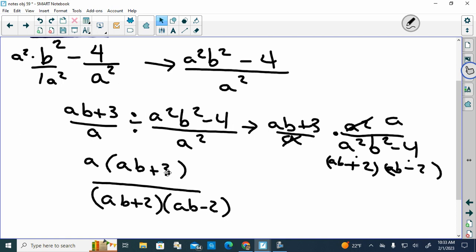Oh, so you can't take the a from the top and get it across the a squared rule? No. Oh, ab, yeah, because it's an ab.